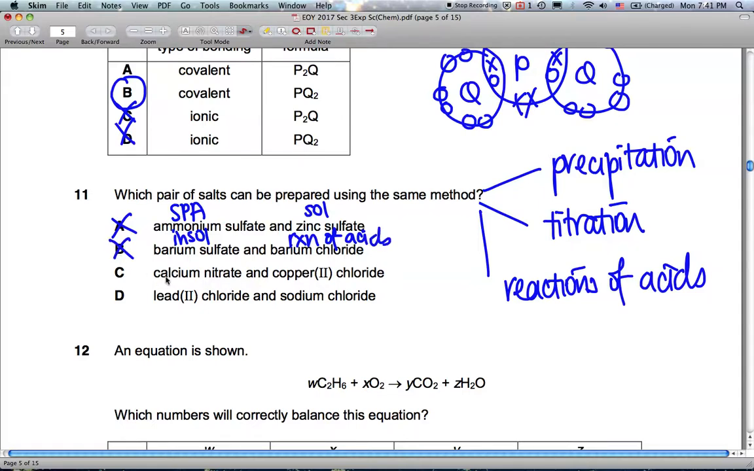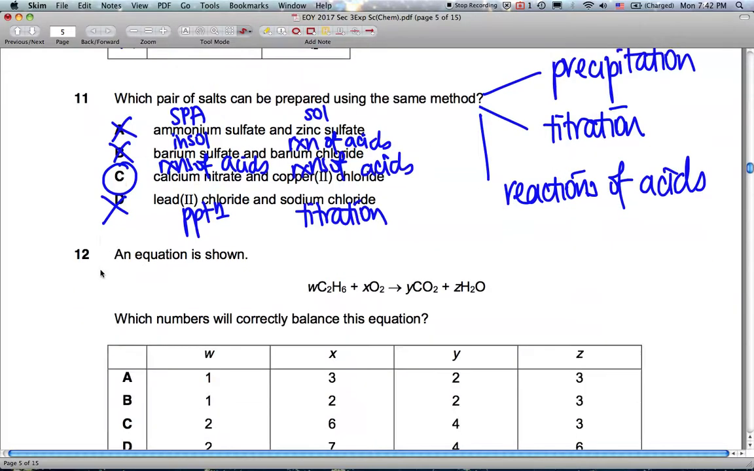Calcium nitrate is soluble and it's a non-spar salt, so it's prepared using reactions of acids. Copper 2 chloride is also soluble non-spar, therefore also prepared using reactions of acids. So C is a possible answer. And lead 2 chloride is insoluble based on our solubility rules. So this one is by precipitation. And sodium chloride is a spar salt, soluble, so we use titration. So D is out. Therefore our answer is C.